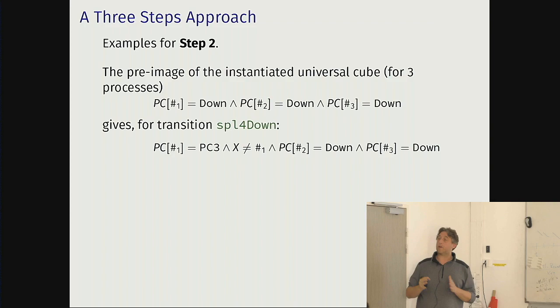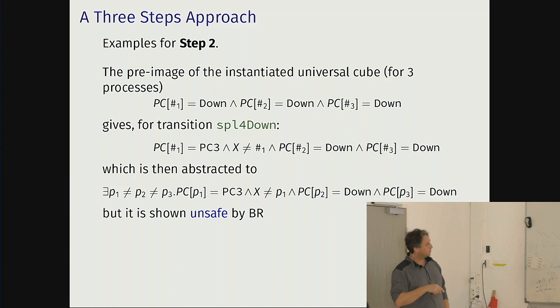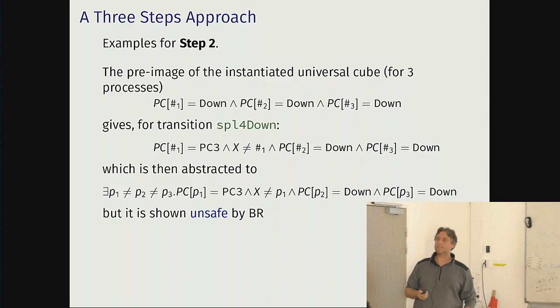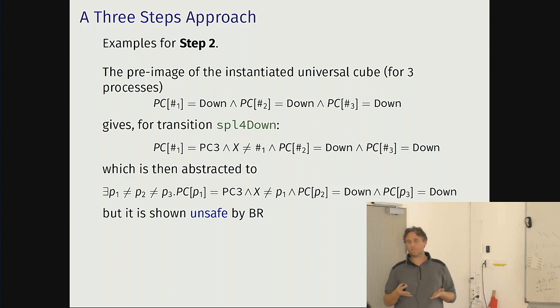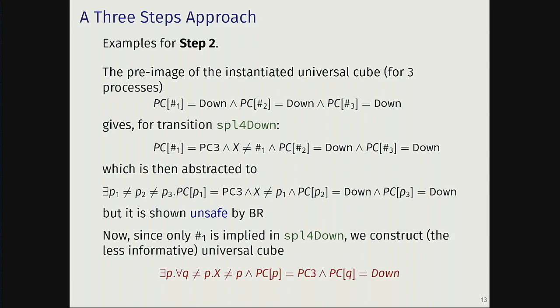There is no problem. It is for sure an invariant when there are only 3 processes. Unfortunately, if you abstract each of these constants by an existentially quantified variable, and you try to prove this formula for an arbitrary number of processes, it is unsafe. So that's an invariant for a finite set of processes, but not for an infinite one. Because this generalization doesn't work, we can abstract H1 by an existentially quantified variable, there exists P, and we can abstract the other processes by a for all formula: for all Q, PC of Q is down. So we do this step two, generalizing these cubes using these two kinds of generalization.